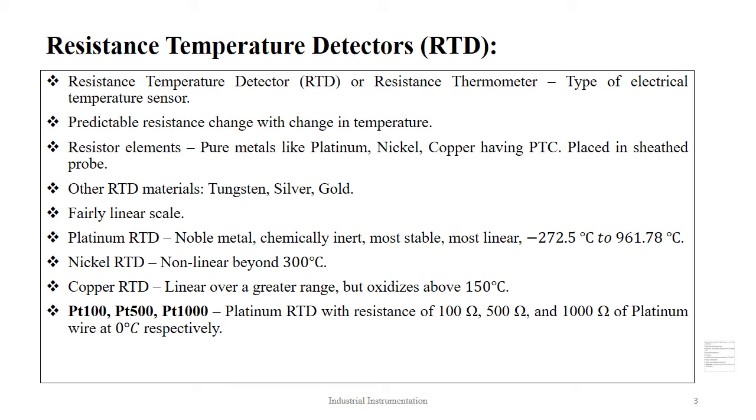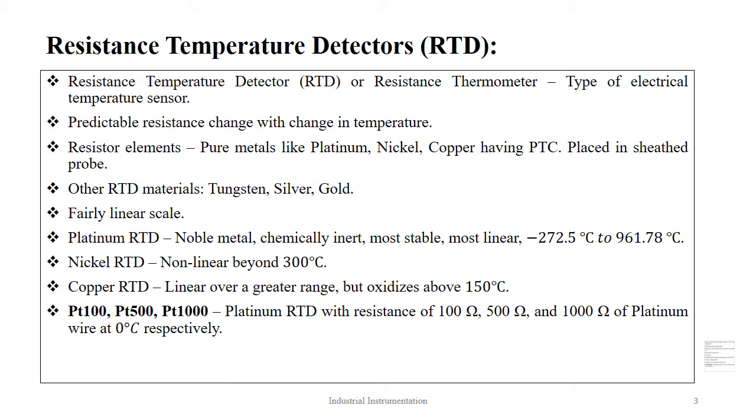The materials used to construct the RTDs are generally pure metals like platinum, nickel, or copper. Few other metals like tungsten, silver, and gold are also used as RTD elements. The RTD elements are fragile and therefore are placed in sheeted probes to give them mechanical stability. The resistance versus temperature relationship tells us about the value of resistance change in the sensor per degree change of temperature. The sensor elements like the platinum, nickel and copper have repeatable R versus T curve.